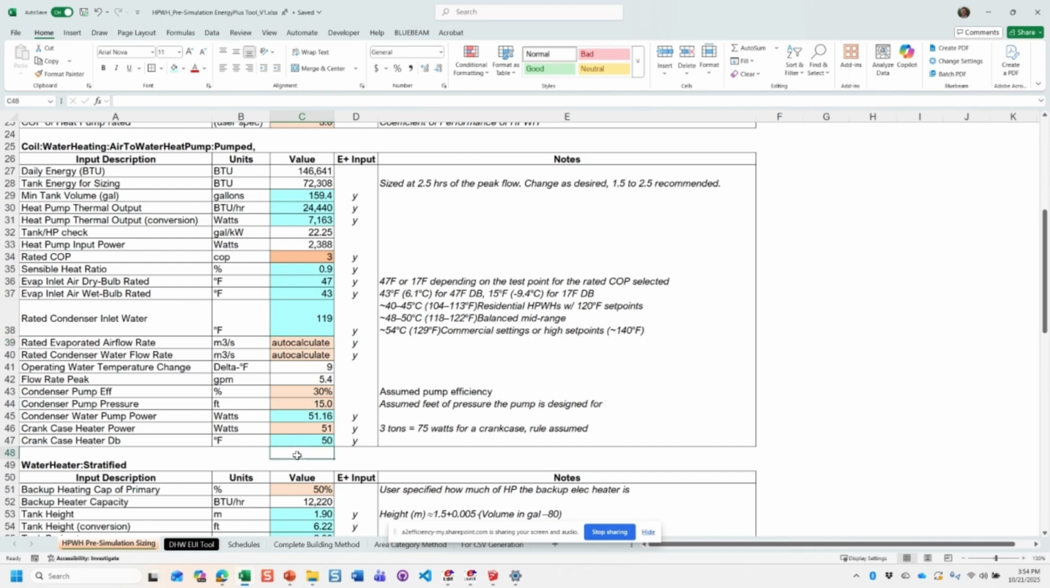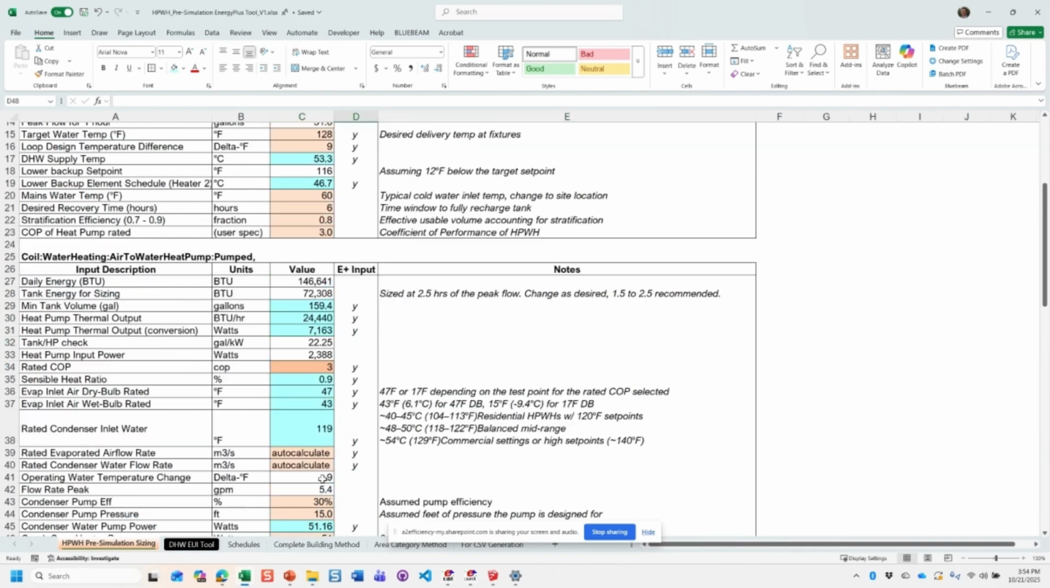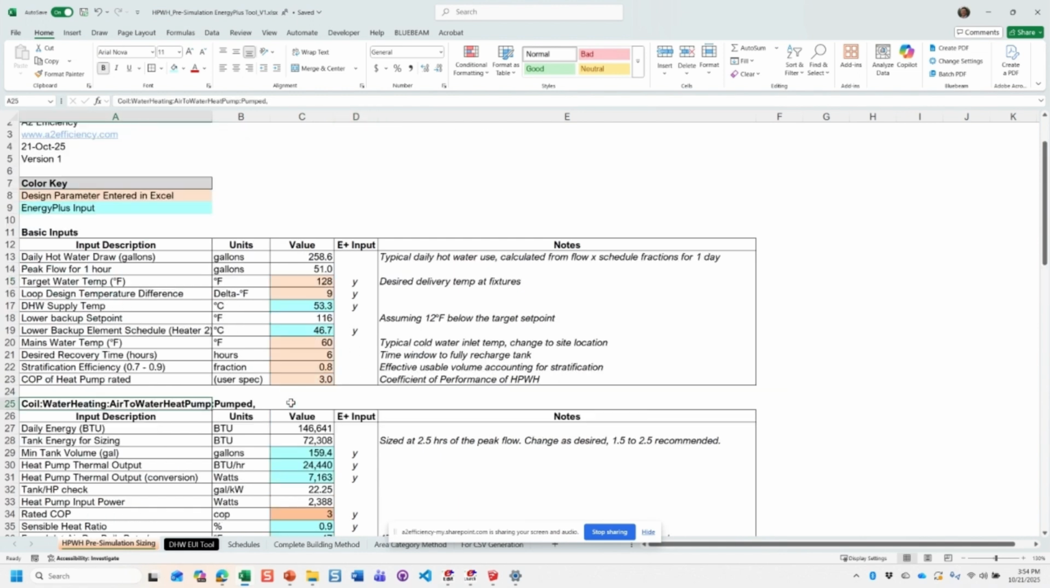All right, so with that, I'm going to pause here and join us back in another video, and we'll flip over and look at these inputs in EnergyPlus.